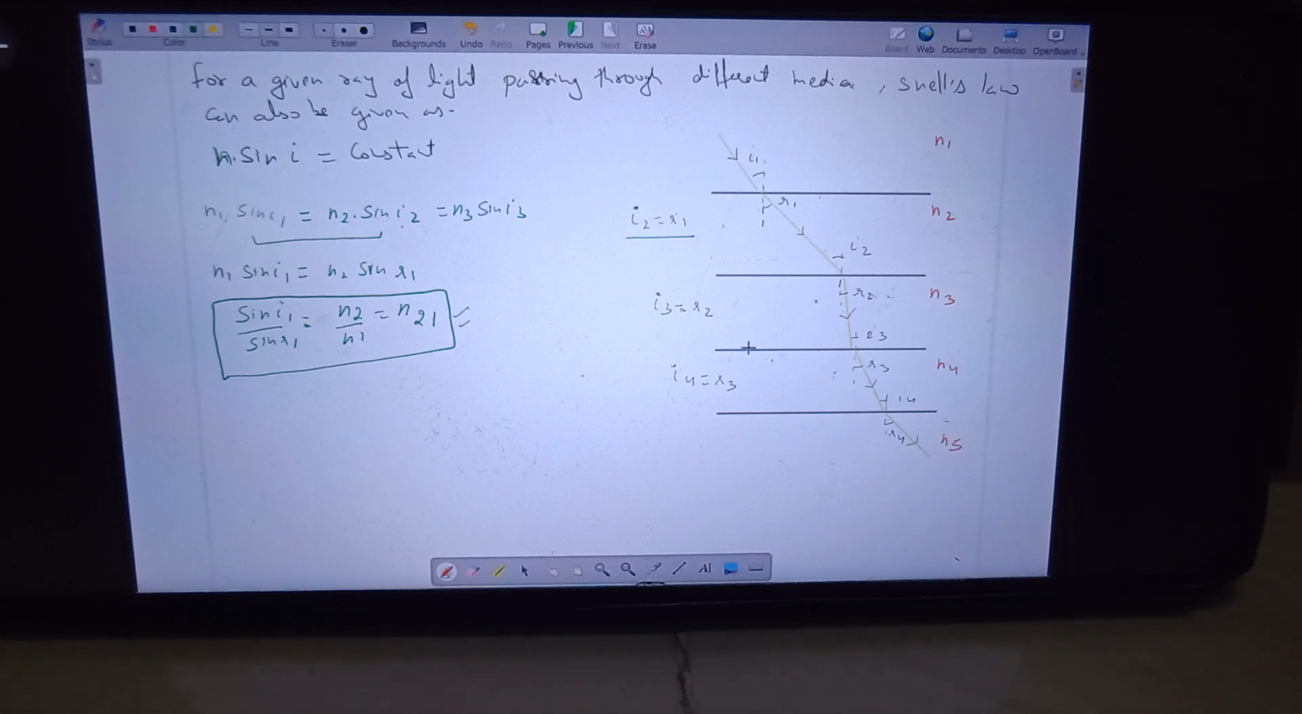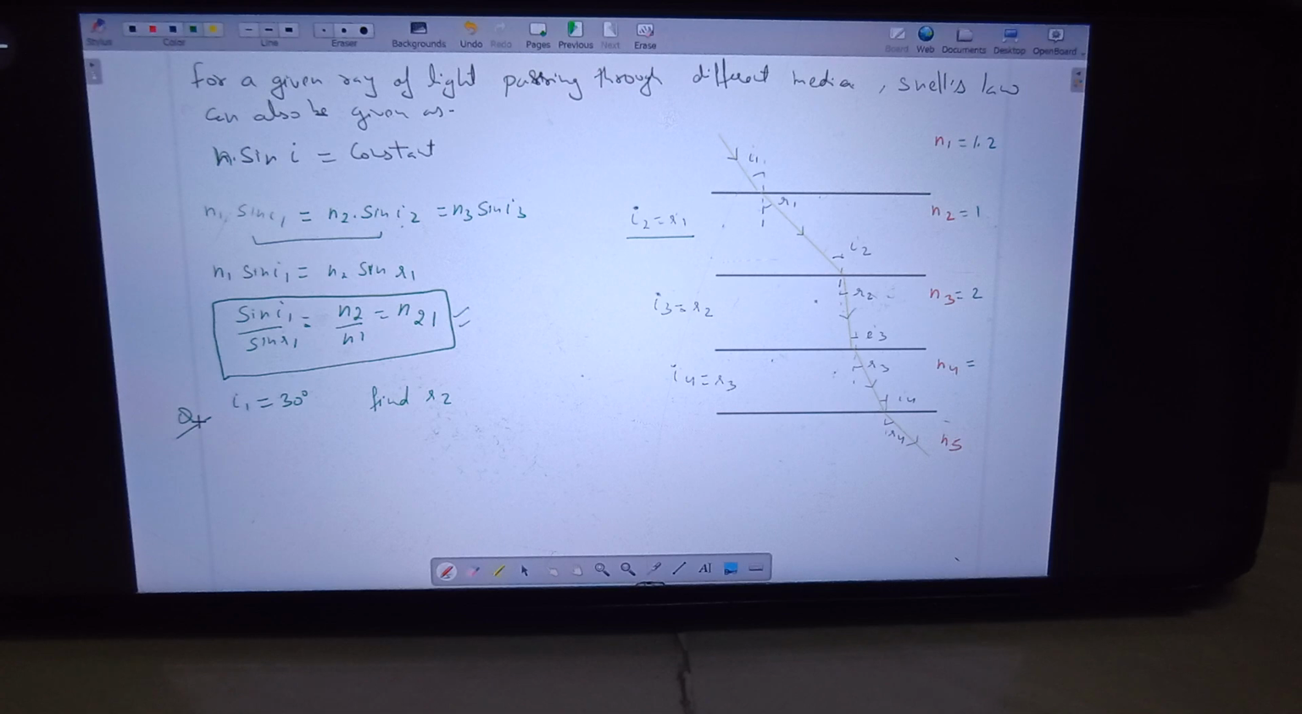Then, I'll give you some values here. Say, this is 1.2, this is 1, this is 2, these are certain values, okay? And it is given that I1 is equal to 30 degrees. So find out the value of R2. Okay, so how will you proceed?